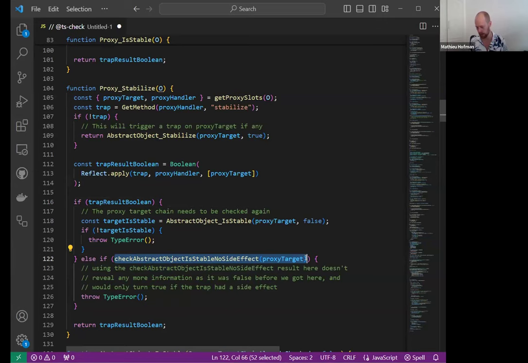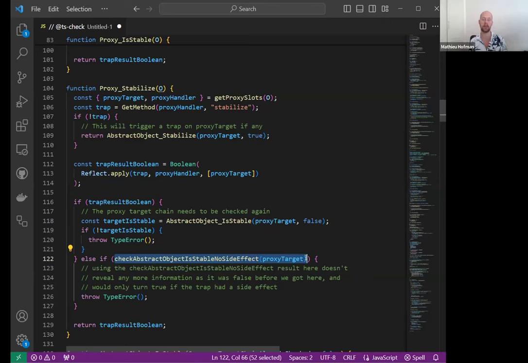So I thought at first there would be a way to use this to probe the state of a target without triggering traps, but this only will be the case in two scenarios. One is your proxy target is an ordinary object, which is, if it's an ordinary object, it will become frozen.